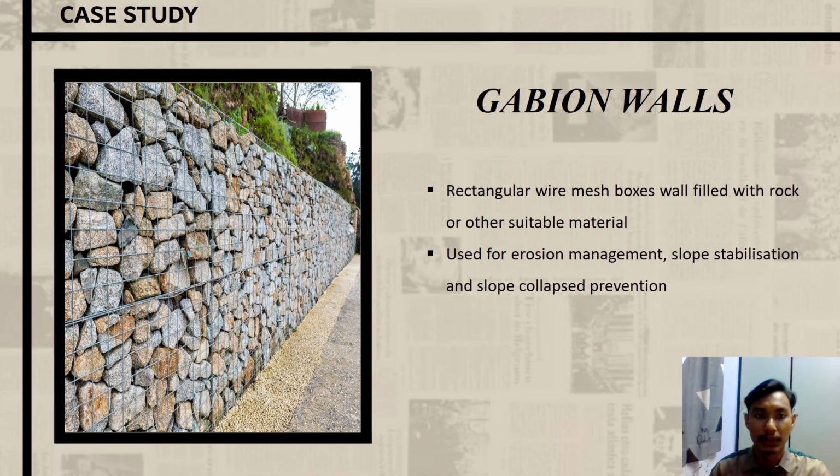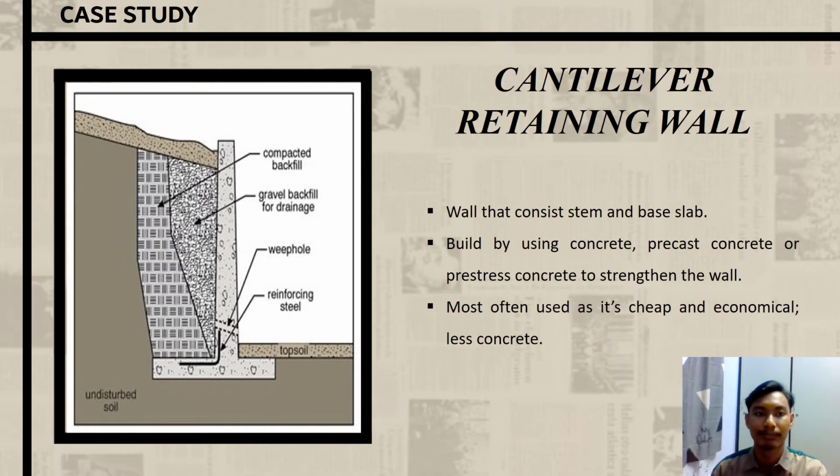First is gabion walls. A gabion wall is made of a rectangular wire mesh box filled with rock or any suitable material. It is used for erosion management, slope stabilization, and slope collapse prevention. Next is the cantilever retaining wall. A cantilever retaining wall consists of a stem and base slab. The wall can be made from concrete, precast concrete, or pre-stressed concrete to strengthen the wall. Cantilever is most often used as it is cheap and economical because it uses less concrete.